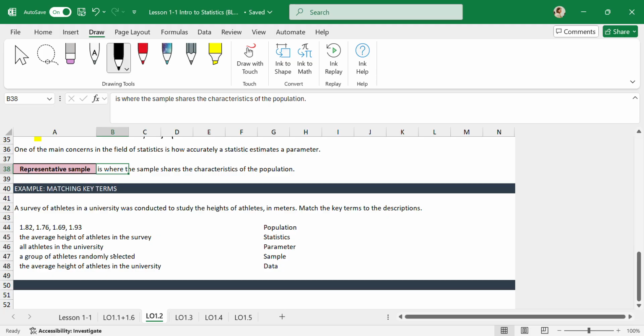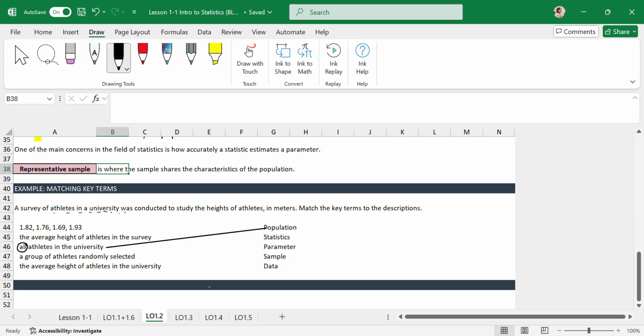So first, we have population in the list. The population should correspond to the entire group or all. So when I see this word, all athletes in the university, that's who we want to learn about. Athletes in the university, to learn about their height. So that would be my population. There we go.